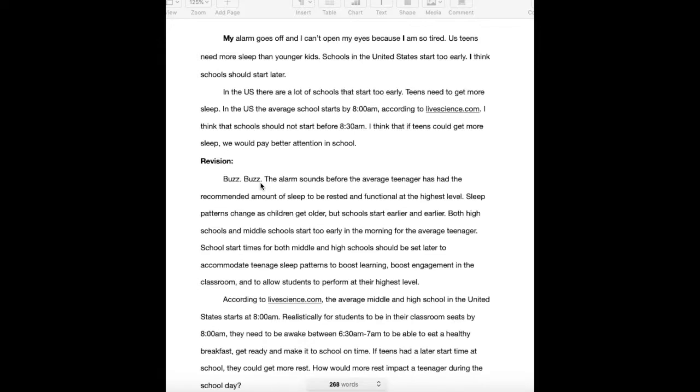If the reader finds it to be too personal and too focused on you and your experiences, then you lose some credibility. So for the revision, I changed the anecdote to being a little more innocuous, a little bit more removed. "Buzz, buzz, the alarm sounds before the average teenager has had the recommended amount of sleep to be rested and functional at the highest level."